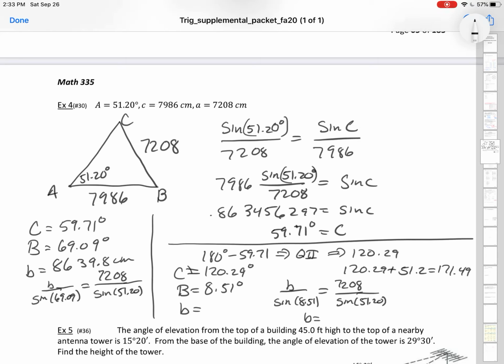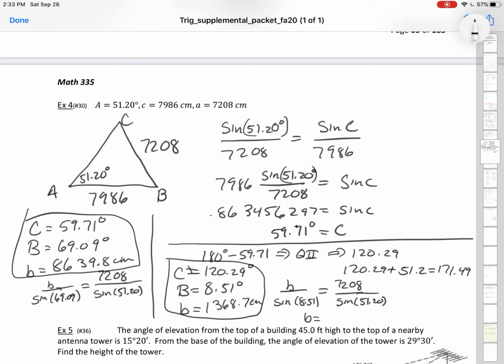So little b is equal to 7208 divided by sine of 51.2 times sine of 8.51. And that's going to give me a side length of 1368.7 centimeters. So there's actually two triangles that could be formed off of those. And so they want them both when both can happen.